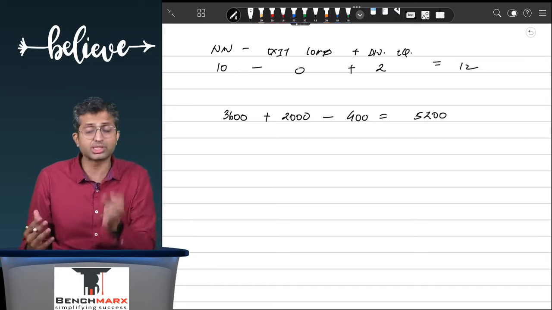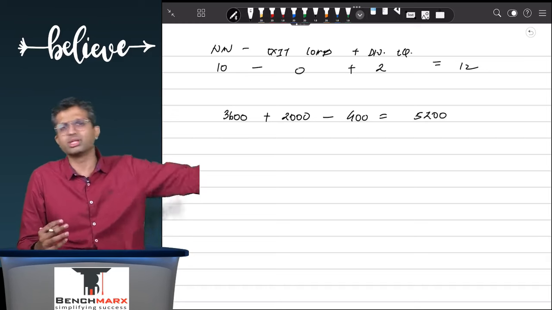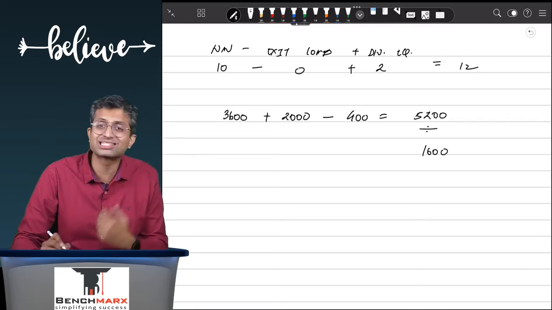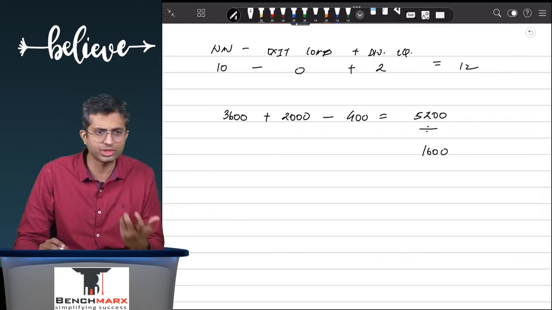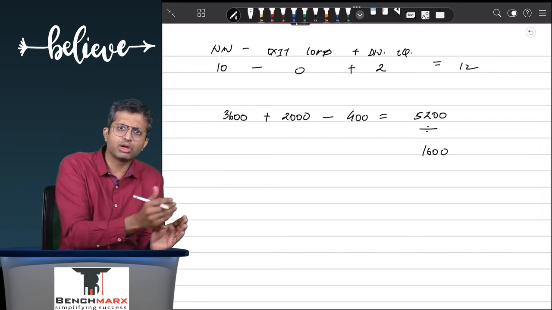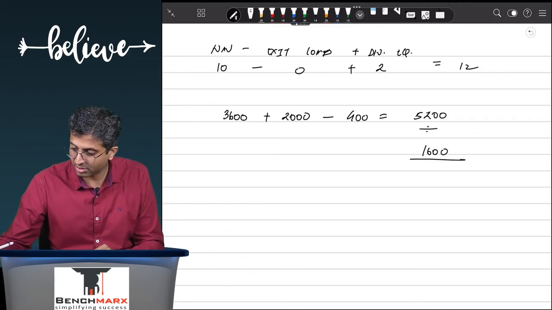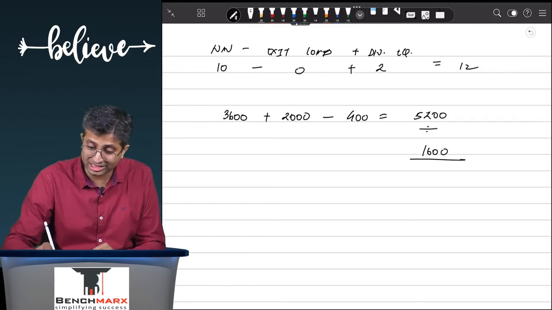Sir, 5,600 is earned, but 400 out of that is already distributed, and hence this 5,200 is now to be spread between 1,600 units. Sir, how did we get 1,600? 1,800 minus 200, and hence 5,200 divided by 1,600 will come to, let us say, 3.25.